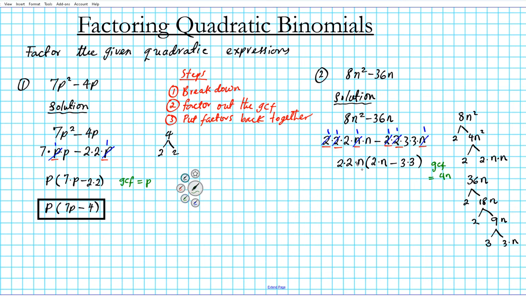And then we put everything back together. Step 3, 2 times 2 is 4. 4n times 2n minus 3 times 3, which is 9. So that's the factored form of question number 2.